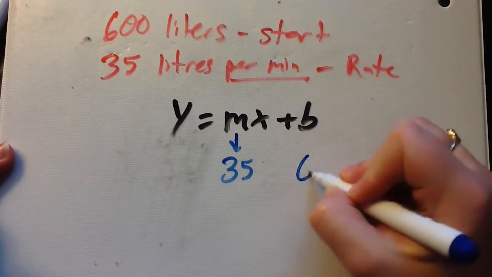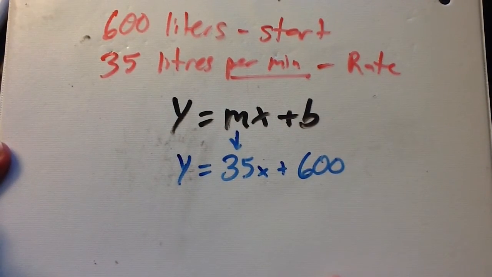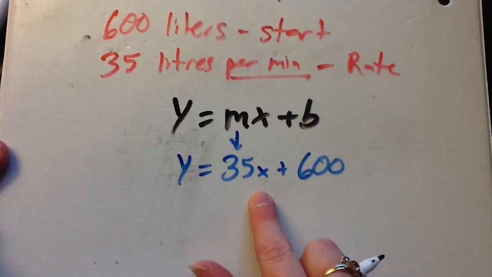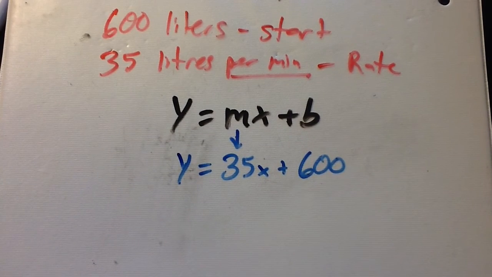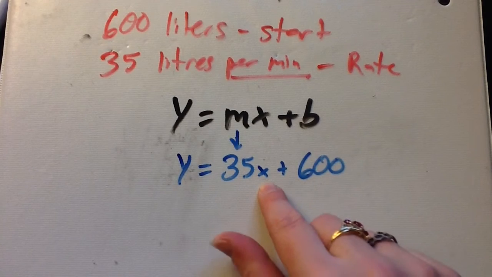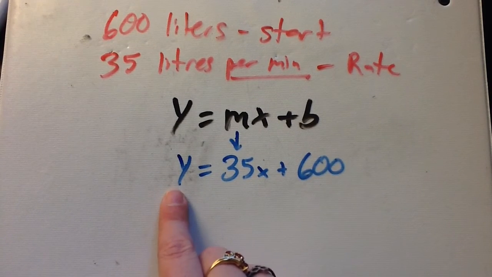So that's the 600. And so the equation would just end up being y equals 35x plus 600. Because x represents the amount of minutes that have passed, and then y is how much is in the pool.